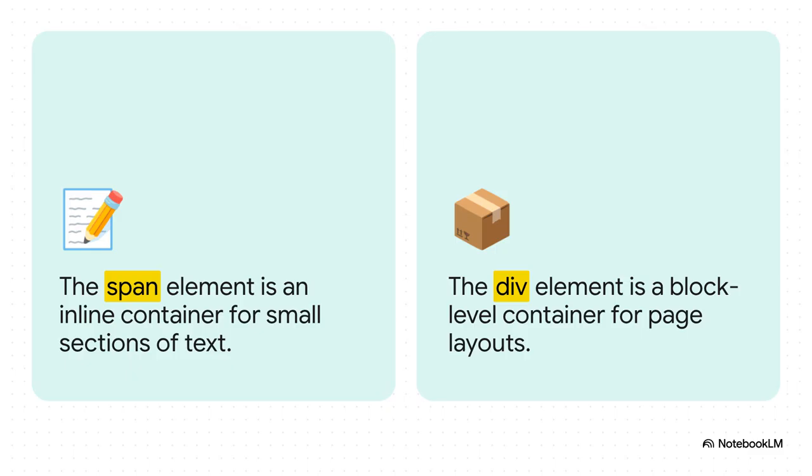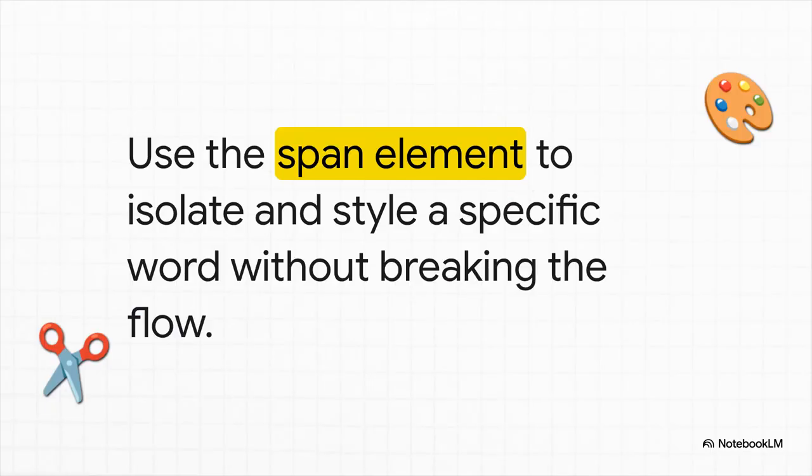Now, on the right, we have the div or division tag. This is a block-level container. Imagine this as a large shipping box. It automatically drops down to start on a brand new line. It takes up the full available width of the screen, and we use it to build major page layouts. Okay, let's look at the exact code syntax to see how this plays out.